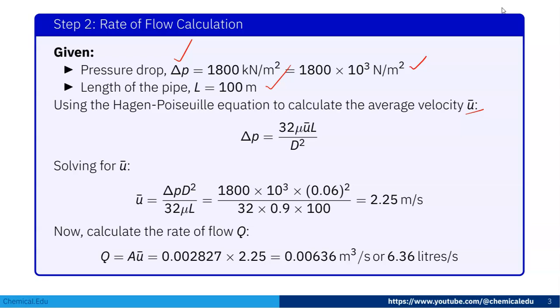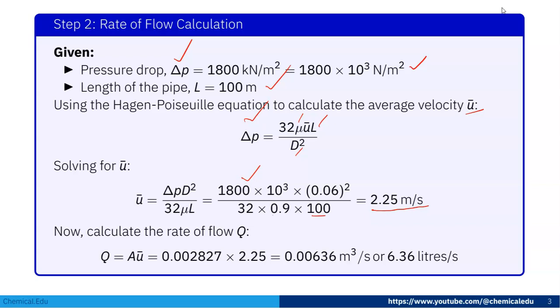So del P is nothing but 32 mu U bar L by D square. Now del P is given, mu is known, L is known, D is known. We can easily calculate U bar, the average velocity. So that is nothing but del P D square by 32 mu L. So del P is 1800 into 10 to the power 3, into D square is 0.06 whole square, 32 mu is 0.9, into L is 100 meter. So the average velocity is 2.25 meter per second.